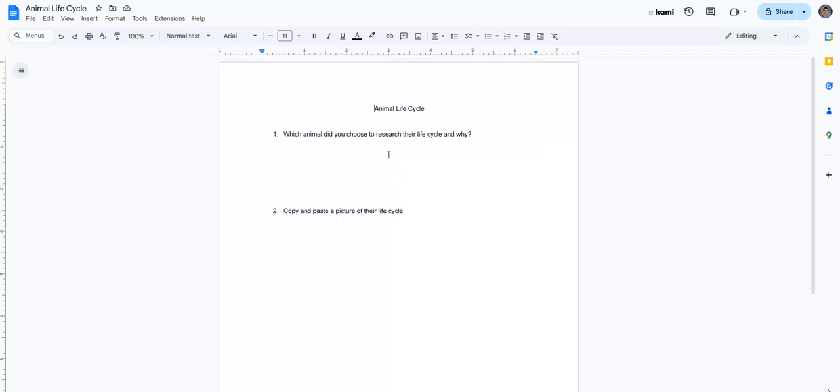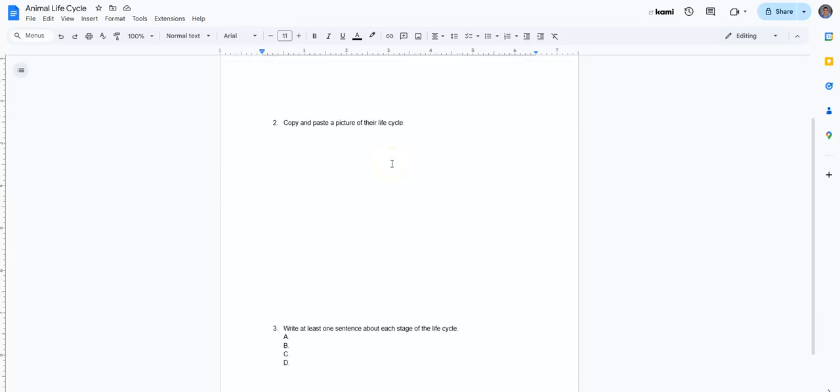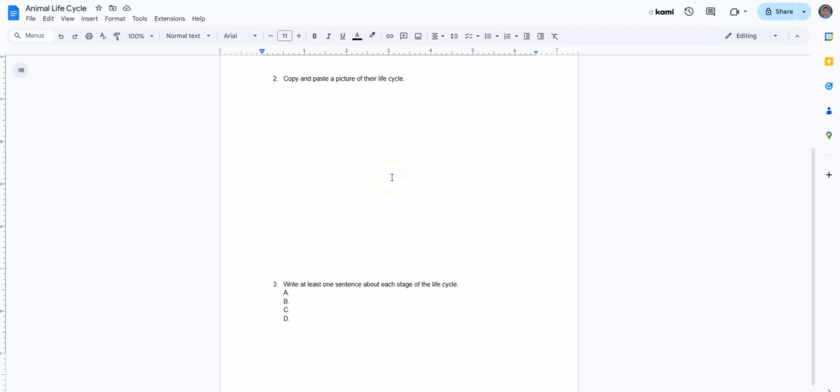So basically you are researching an animal, any animal, and you are telling me about their life cycle. So question 1, which animal did you choose to research, and why? And then you should be able to find a picture of their life cycle. It doesn't have to be exactly that animal. Like if you get specific and do a black lab or something for a dog, you can just find a picture of any dog's life cycle. They're all going to be the same. So it doesn't have to be that specific one. And then I want you to write at least one sentence about each stage of their life cycle.